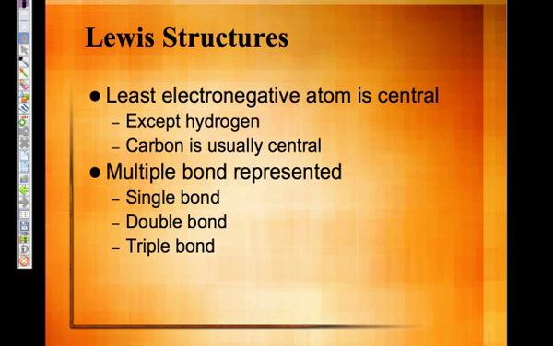So if carbon is in your compound, almost always put carbon in the middle, surrounded by other atoms. And we can also show multiple bonds. So if we have a single bond, we have 1 dash. Double bond would be 2 dashes.